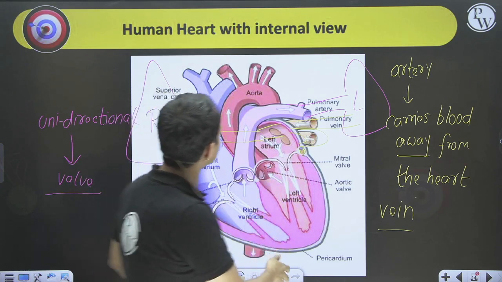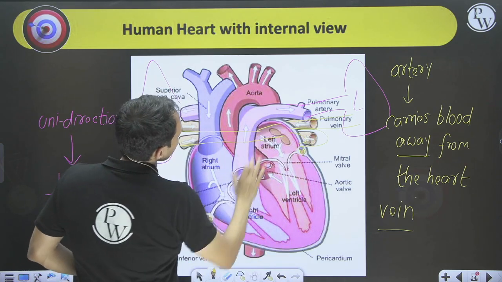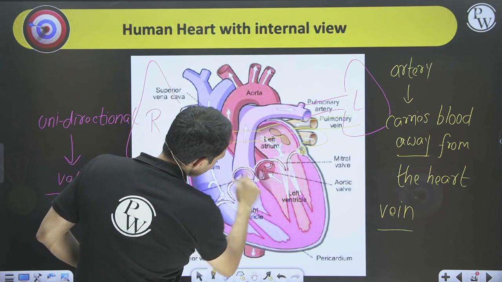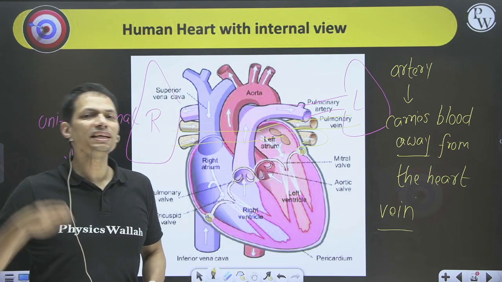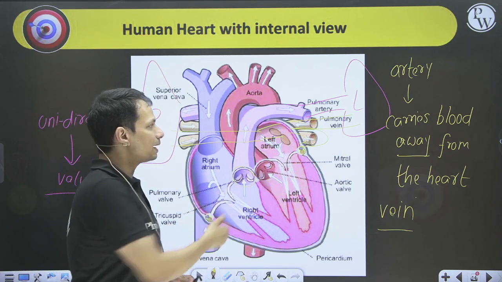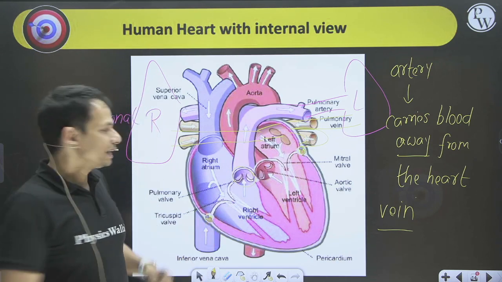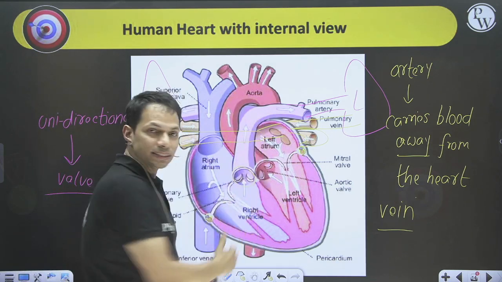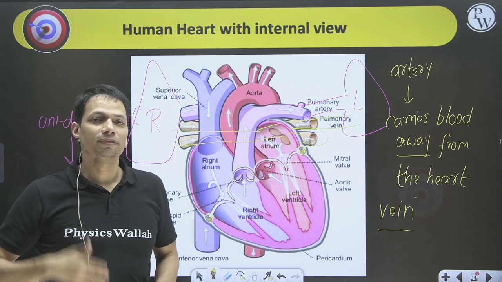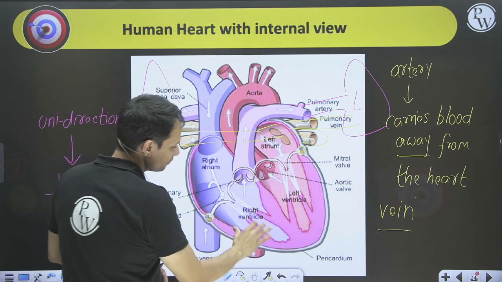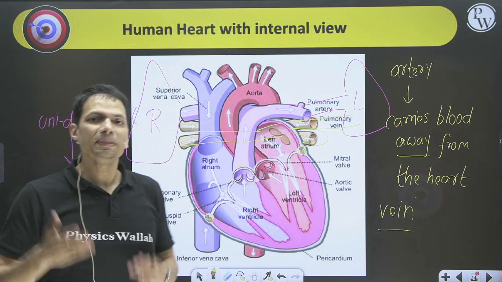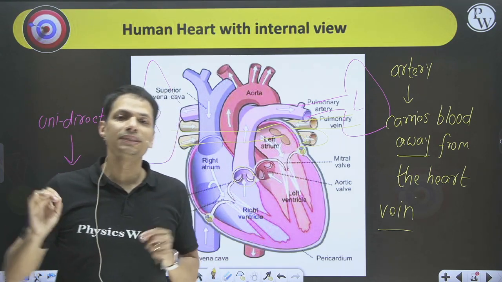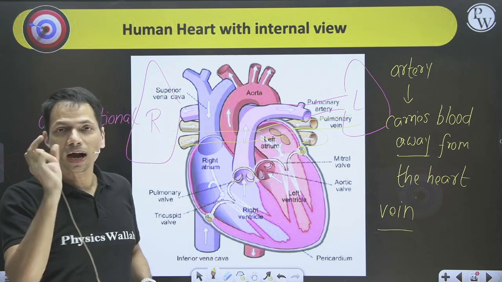Now, if you look at this, basically this is the pulmonary artery, and you can see the base of the pulmonary artery has a valve which is called the semi-lunar valve, or it is also called the pulmonary valve. Again, the valve opens only on one side, allowing unidirectional flow of blood from the right ventricle to the pulmonary artery. It's called semi-lunar. Why? Because it looks like lunar. That means it looks half moon shaped.